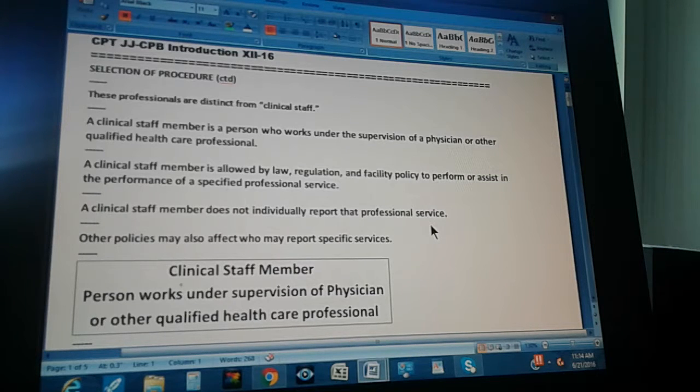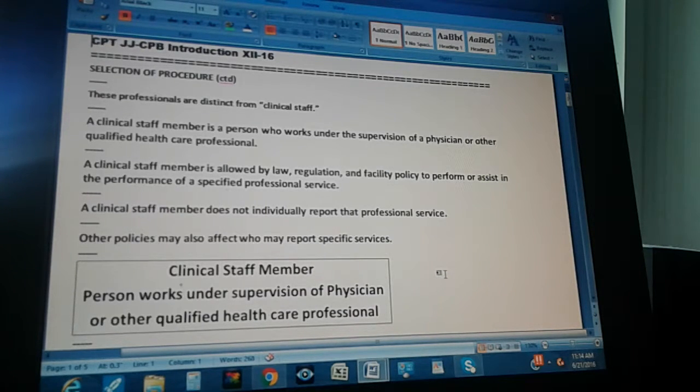The other part is that other policies may also affect who may report specific services. Sometimes there are some services or procedures that have to be specified only by a physician, not by a nurse. But that's the policy of the institution. So in summary, the clinical staff member is a person who works under supervision of a physician or other qualified healthcare professional. That's all our theory for today.